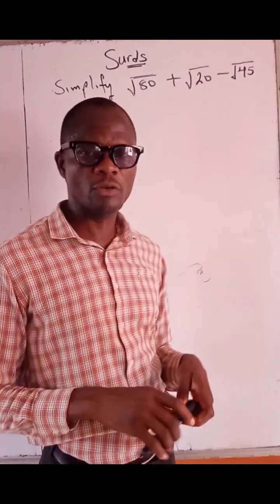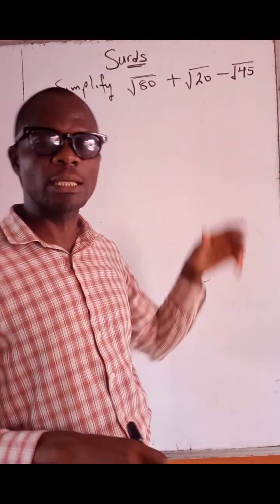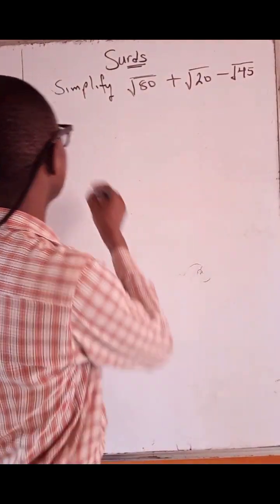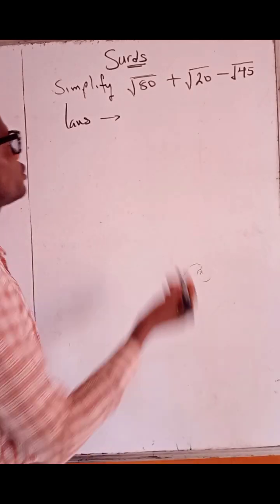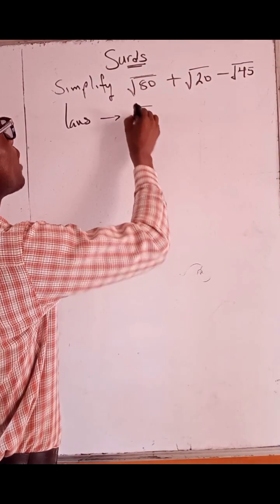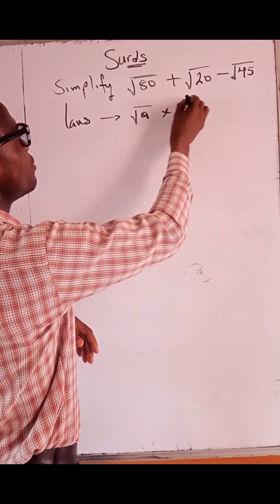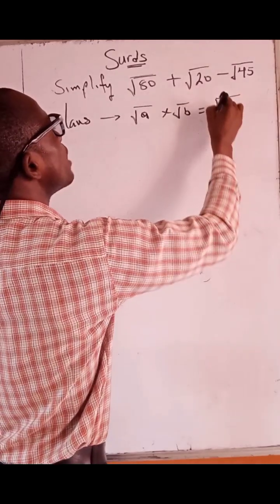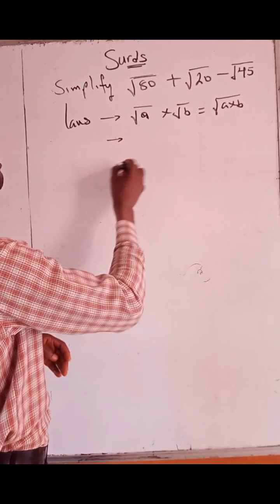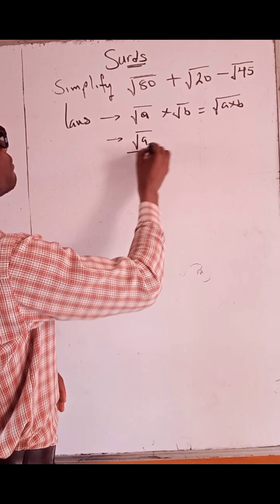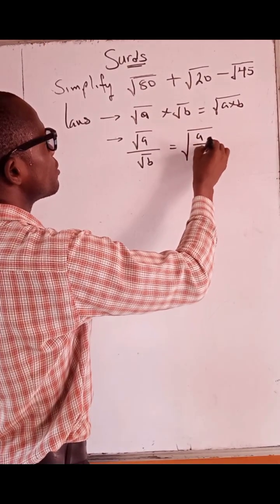But before we go into the question on the board, let me recap some laws that guide the operation of surds. So let's look at those laws. Number one, we have the multiplication law. In a situation whereby you have root A multiplied by root B, it can be written as root A times B together. Then we have another one where you have root A divided by root B. It can be written as root A over root B.